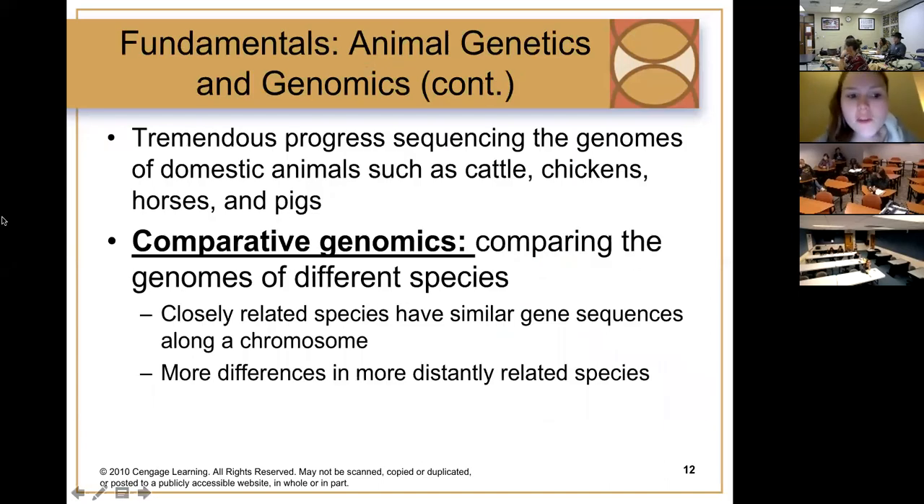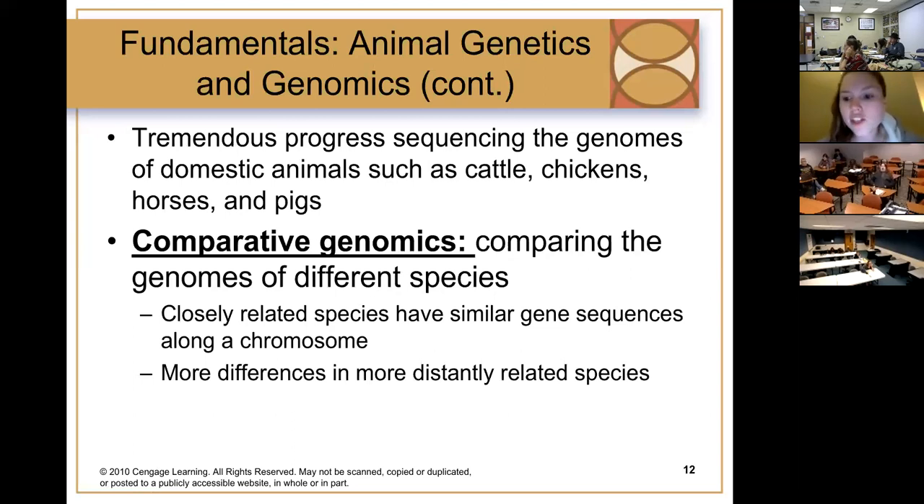So there's been tremendous progress sequencing the genome of domestic animals such as cattle, chickens, horses, and pigs. And comparative genomics is basically just comparative, so it's comparing the genomes of different species. So that's a term that you'll probably see in animal science, so be familiar with that term. It's bold and underlined, so that's kind of a giveaway. But it's pretty easy. Comparative genomics is comparing the genomes of different species. So pretty easy to remember.